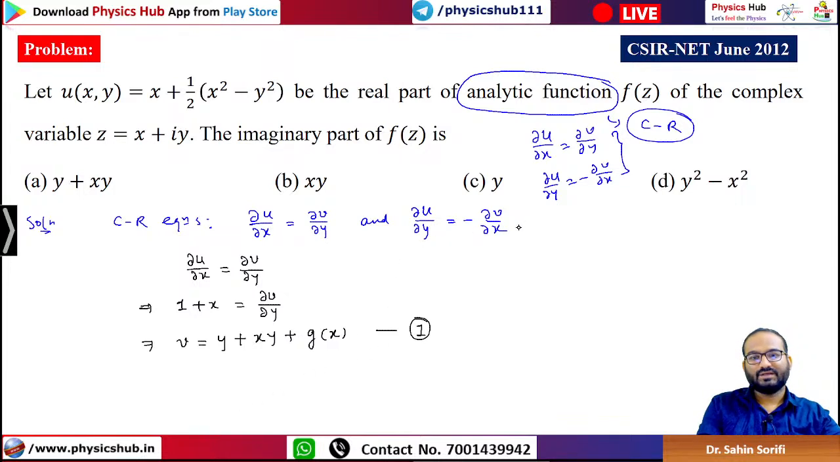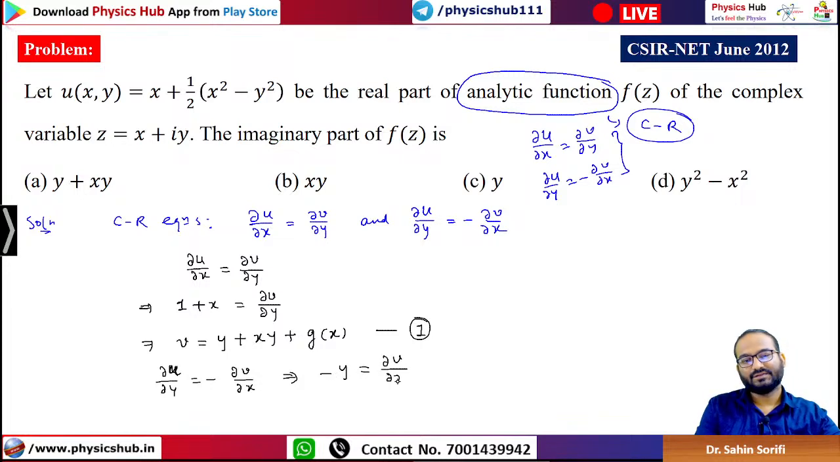Now you use this one, del u del y equals minus del v by del x. If you take the derivative with respect to y, what do you get? Minus y, right? Minus y equals del v by del x. So from this what do you get? v equals xy.